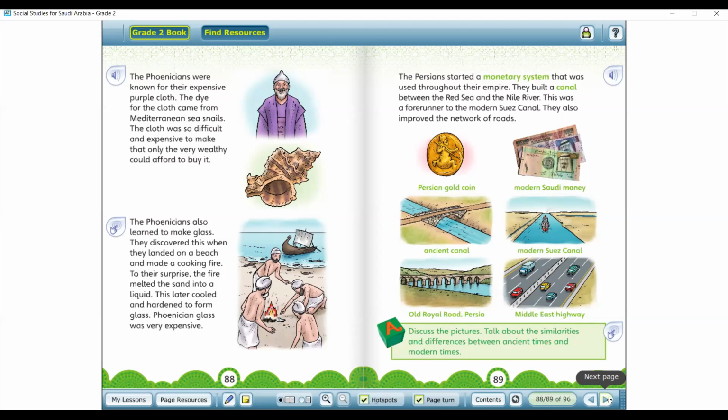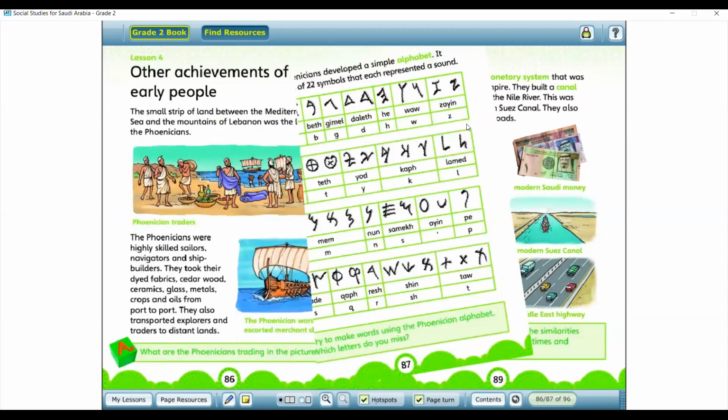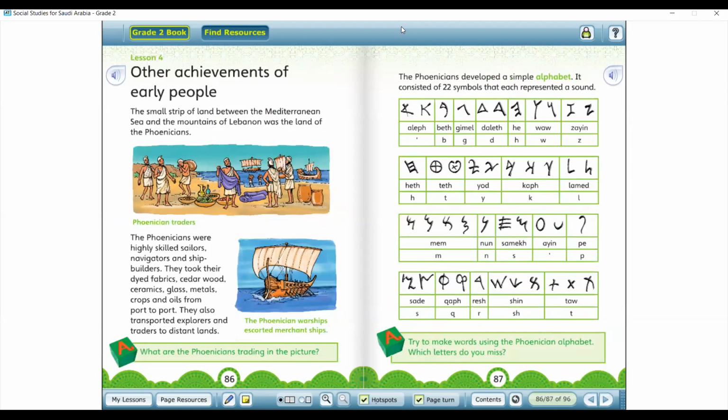The Phoenicians also learned to make glass. They discovered this when they landed on a beach and made a cooking fire. To their surprise, the fire melted the sand into liquid. This later cooled and hardened to form glass. Phoenician glass was very expensive. So there are our pages that we're going to need to answer the questions in our open book test that we are going to do for revision now.